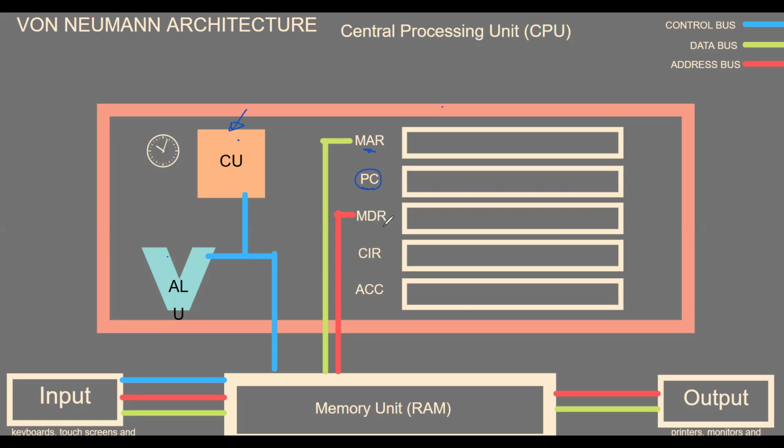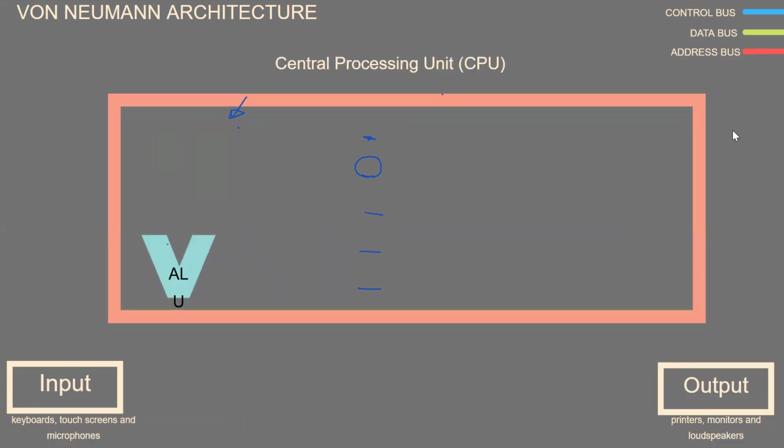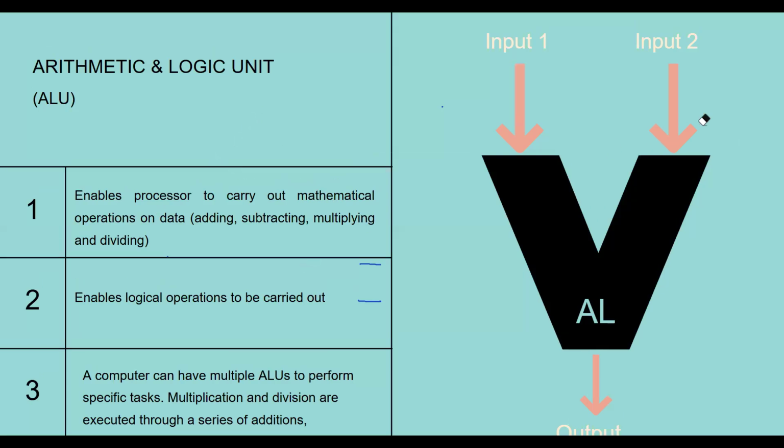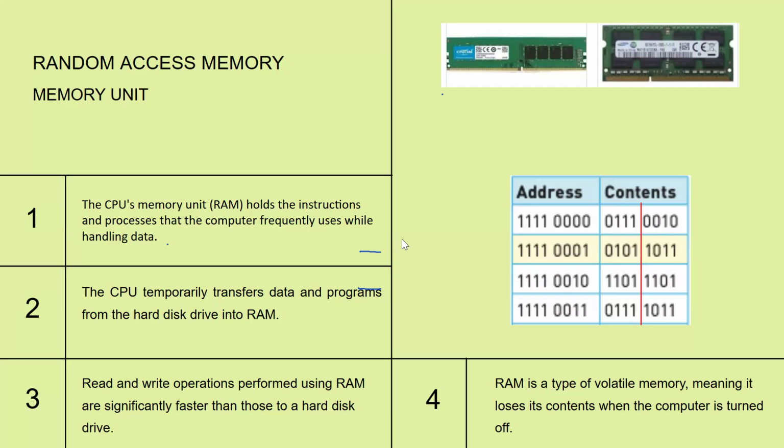Okay. MDR. Stores the data of where it's supposed to be sent to next. Okay. CIR. CIR, current instruction register. ACC. Accumulator. Okay, no, don't worry, I remember now. Actually, excellent. What you mentioned about the ALU is correct. So, what about the RAM?